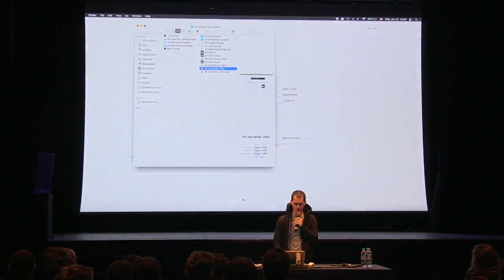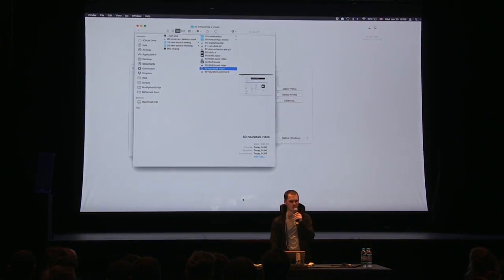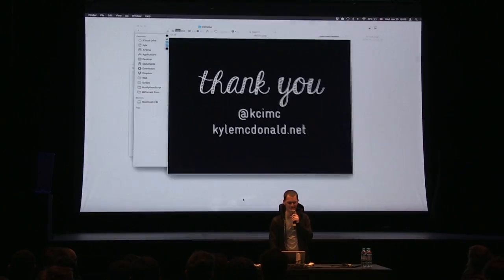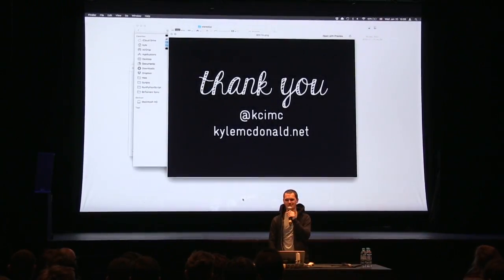So if any of this looks interesting, please stop by the workshop tomorrow, computer vision, and I'm happy to hang out and explain some of these things to you in more technical detail.